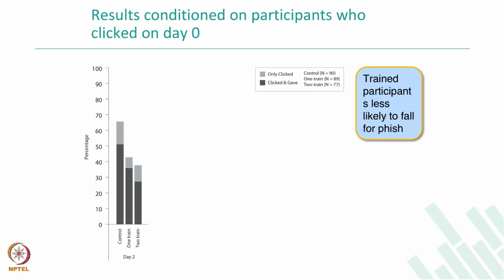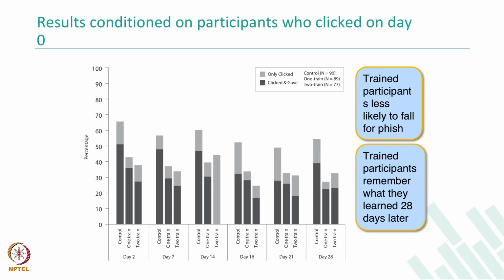Now if you look at this slide, it's showing results conditioned on participants who clicked on day 0, which means people who ever clicked on day 0, when we sent them the link, and then day 2, day 7, day 14, day 16, day 21, and day 28. So what does this show? This shows that trained participants are less likely to fall for phish, because if you look at the train conditions, 1 train or 2 train, all of them are lower than the control conditions. Look at this: day 2 is lower, day 7 is lower, day 14, day 16, day 21, and day 28.